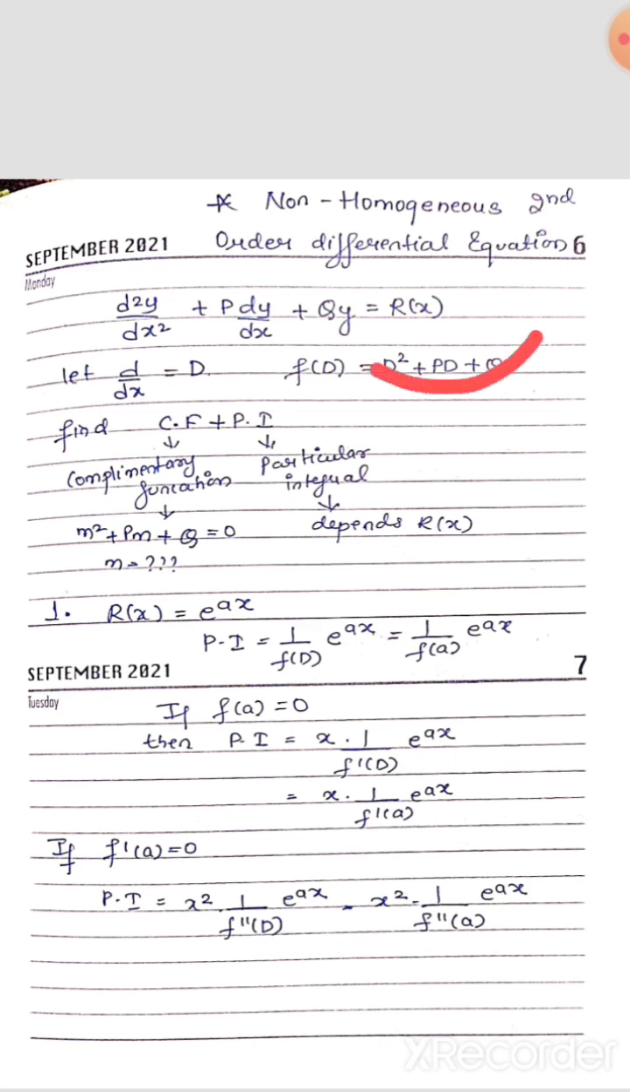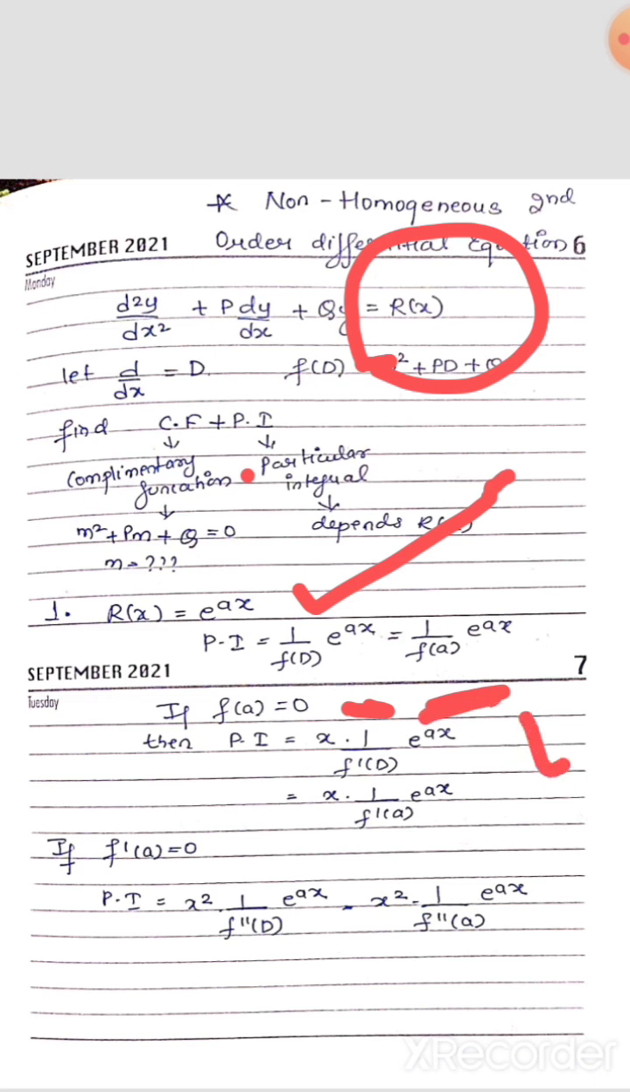So what are the possibilities for R of x, and what will be the value of PI for each? First, if R of x is an exponential, e to the power of ax, then our particular integral will be 1 by f of D, e to the power of ax. In f of D, put the value of a for D, and you will get the value. Further simplify it. In case f of a is equal to 0, then take f dash of a, and if that is also 0, then take f double dash of a, and find the remaining thing.